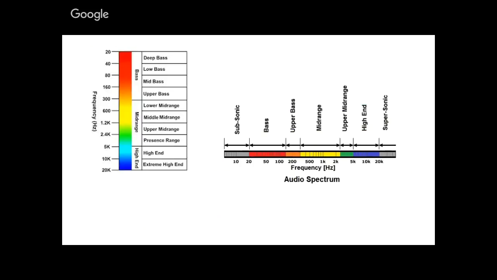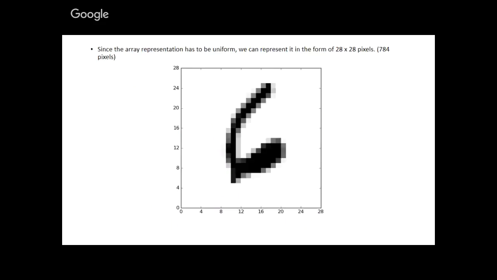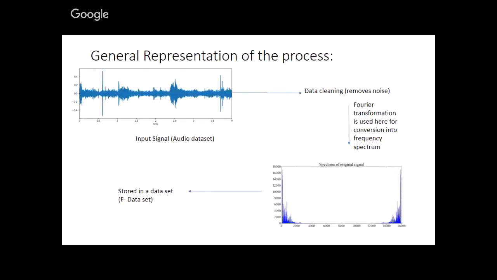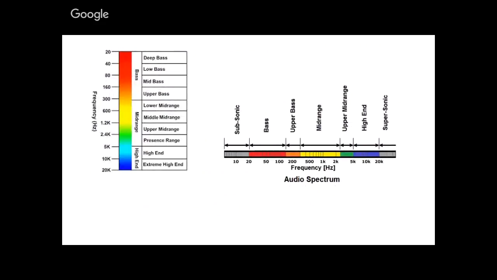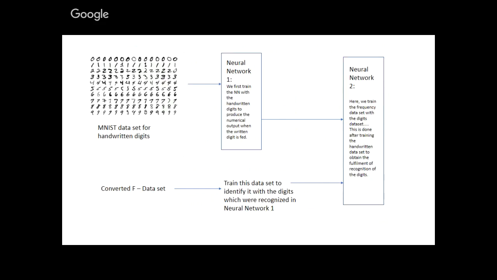Now, we have seen that we have made a 2D array of the numbers. We use something called flattening, a technique to transform it into a 1D array. Now we are going to use the same technique to transform this frequency spectrum into a 1D array. So now we have 2 1D arrays, one for the frequency and one for the digit. Now we are going to train and match these both.